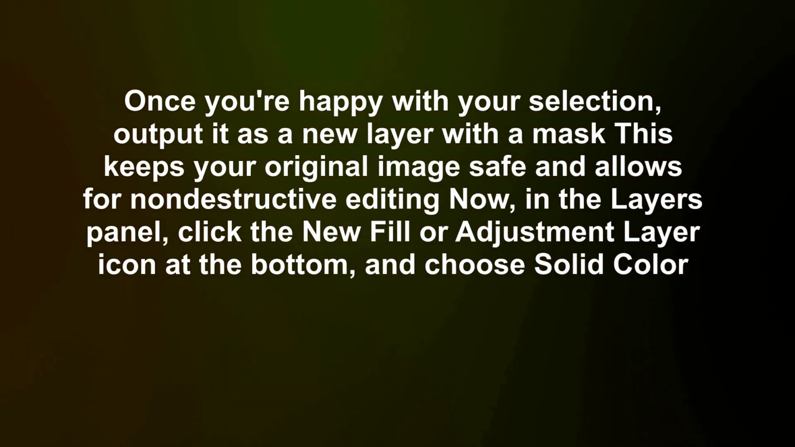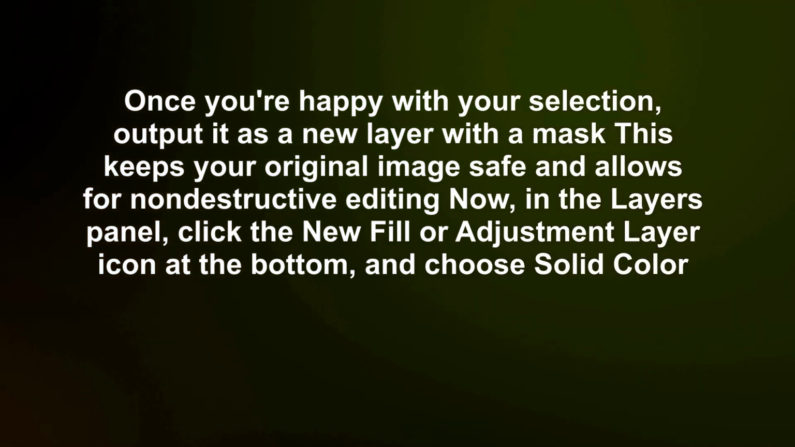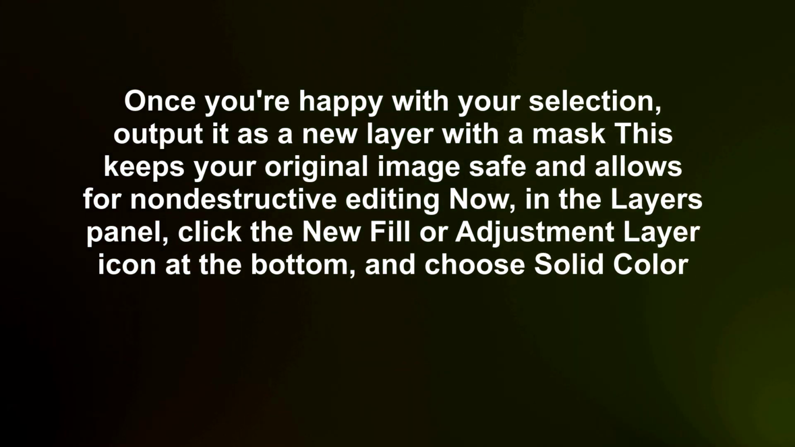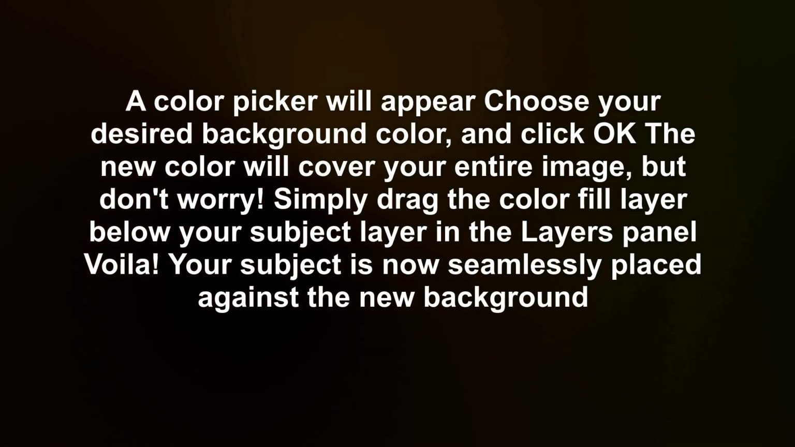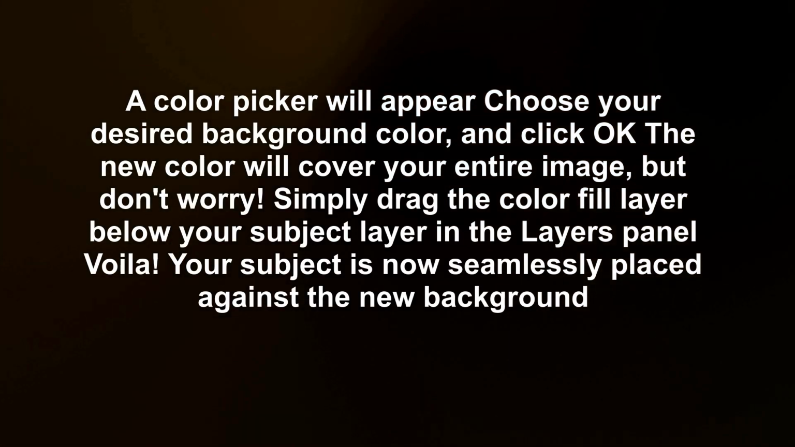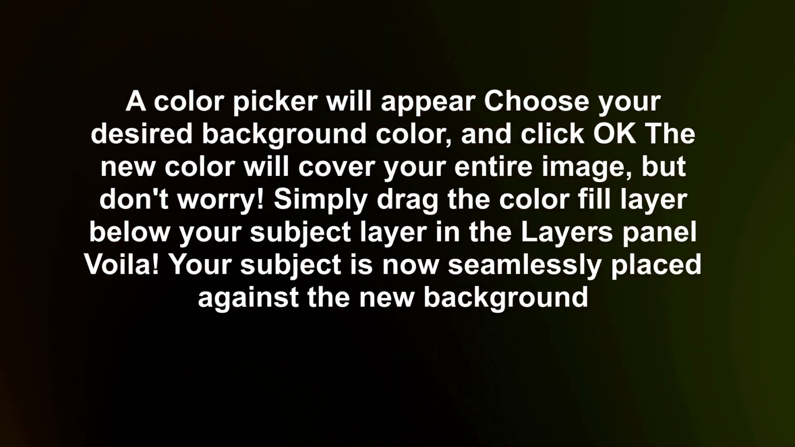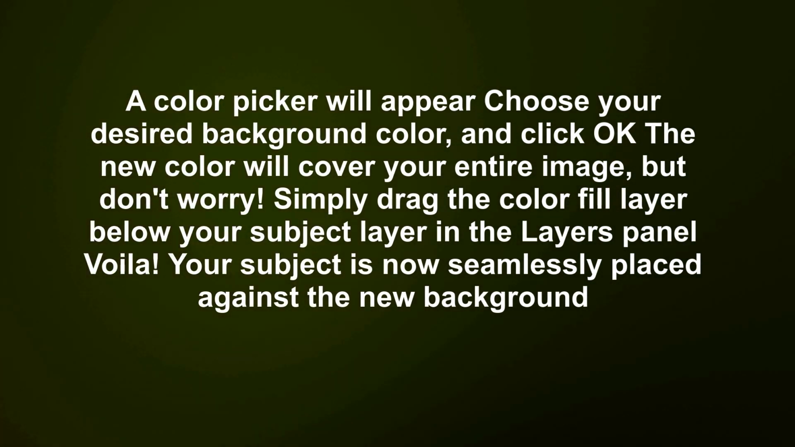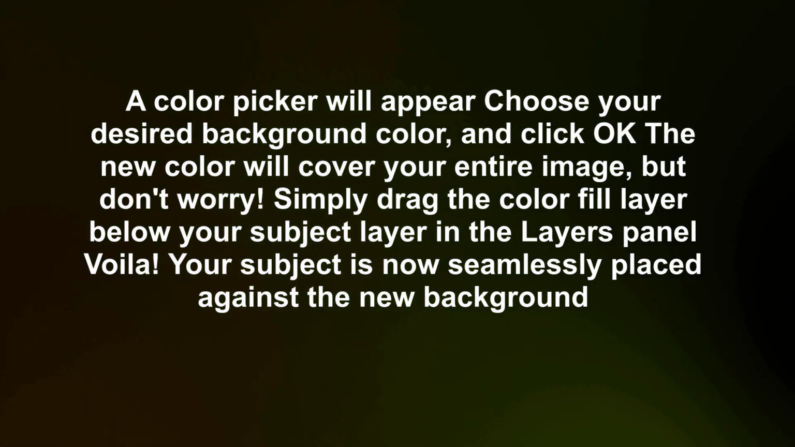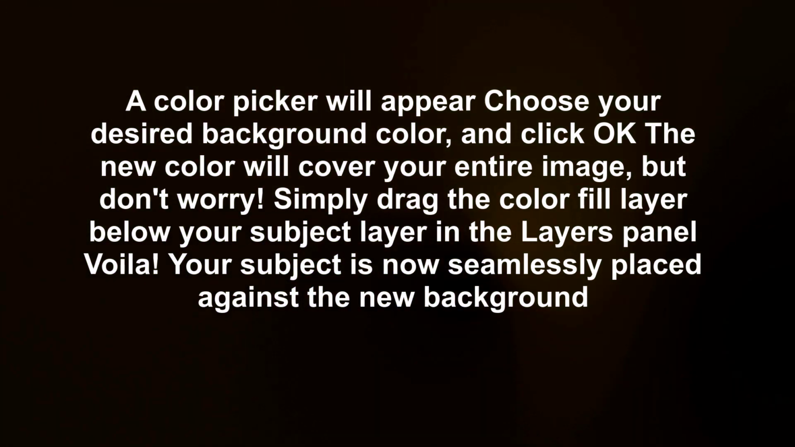Now, in the Layers panel, click the new Fill or Adjustment layer icon at the bottom, and choose Solid Color. A color picker will appear. Choose your desired background color, and click OK. The new color will cover your entire image, but don't worry. Simply drag the color fill layer below your subject layer in the Layers panel. Voila! Your subject is now seamlessly placed against the new background.